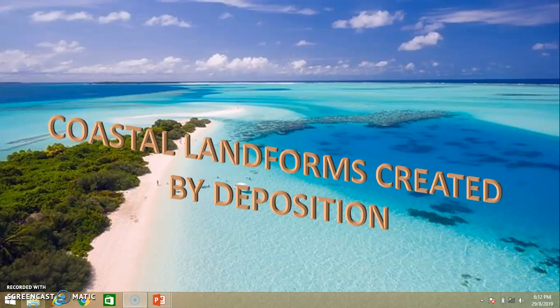Hi everyone, today I'm going to share with you about coastal landforms created by deposition. Coastal deposition is when the sea drops or deposits material. This can include sand, sediment, and shingle. This results in the formation of landforms of coastal deposition. In this video, we will look at how beaches, bars, and sand dunes are formed.